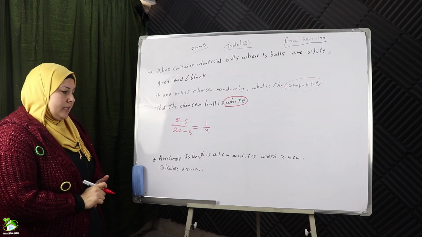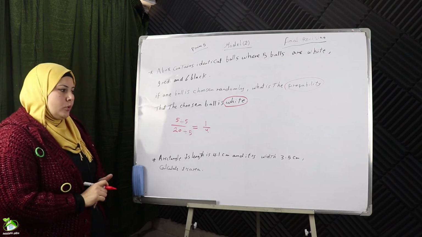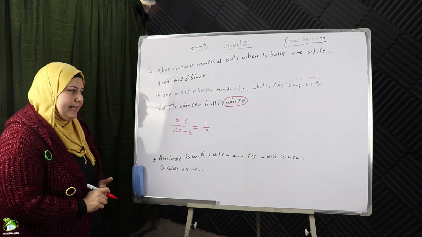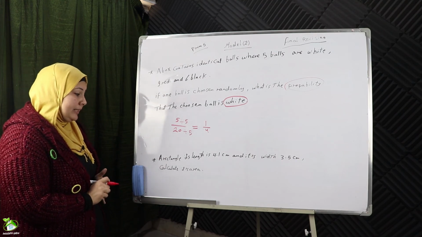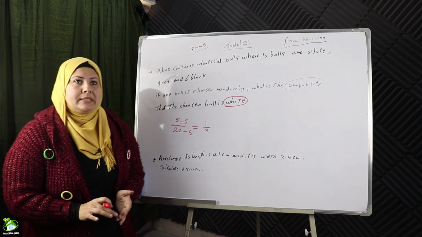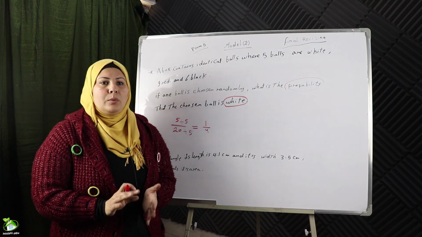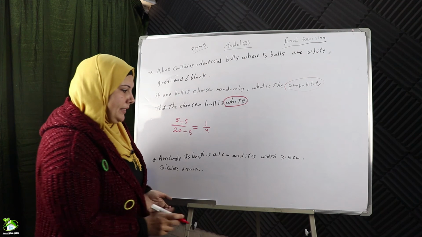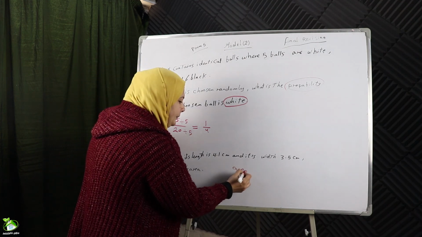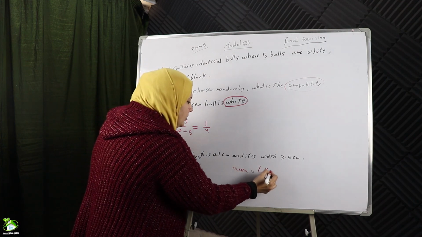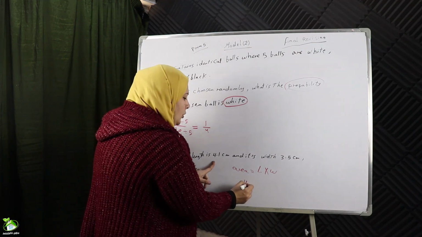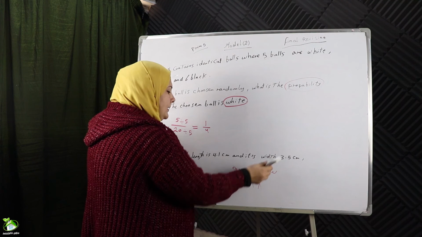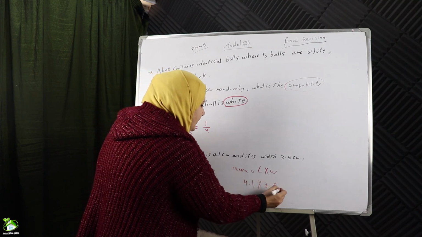Another exercise. A rectangle, its length is 4.1 centimeters and its width 3.5 centimeters. Calculate its area. We know that the area of any rectangle equals length times width. Area equals length times width. Length is 4.1 times width 3.5.